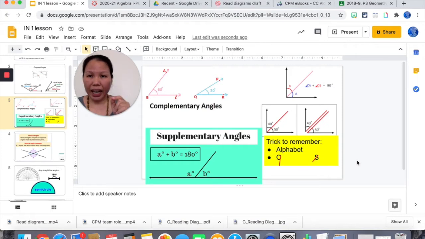So that is the trick with one dashed line. The C can become a 9, and that should tell you it's 90 degrees. And then the S, if you make a diagonal line on the S, it forms an 8, and that should give you a hint. It's 180 for a supplementary angle.